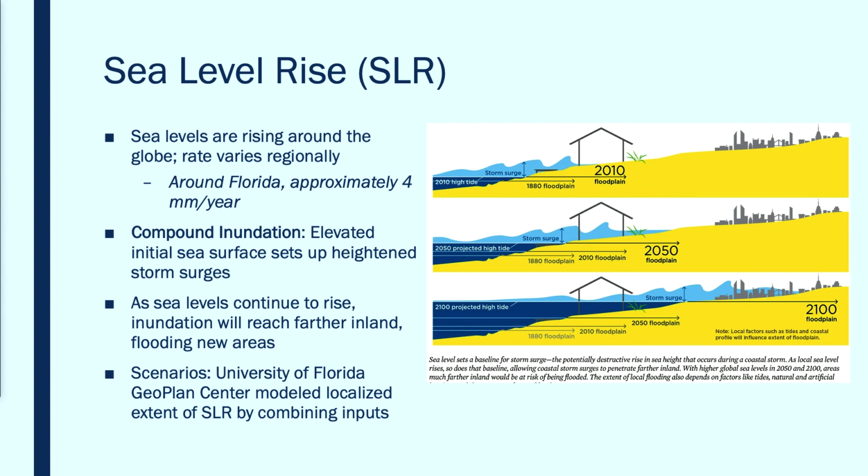Compound inundation is the term for the elevated initial sea surface, which sets up a heightened storm surge. This is where these two combine. We have sea level rise that's increasing and a storm surge that is able to reach further inland than it would initially in the past.